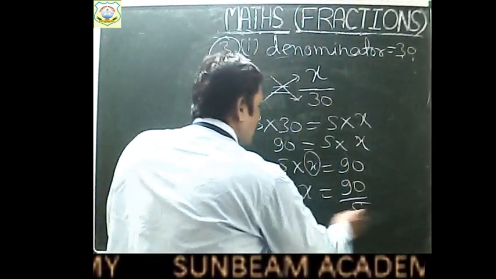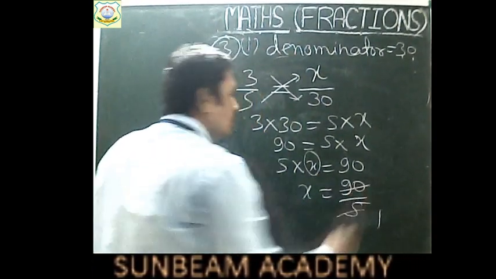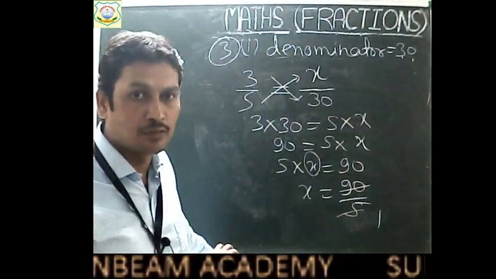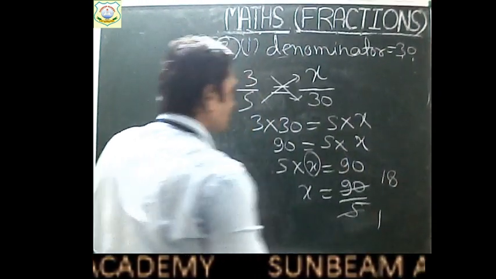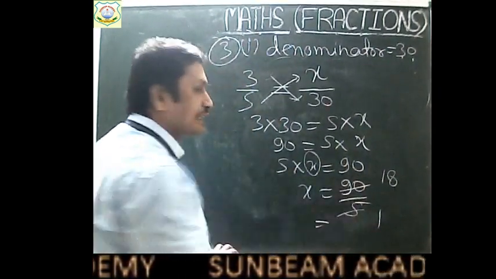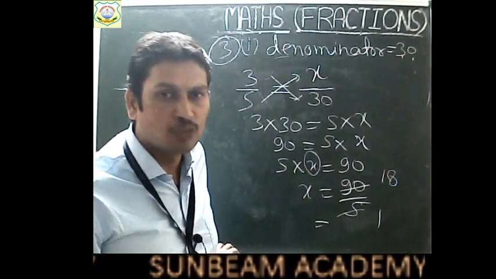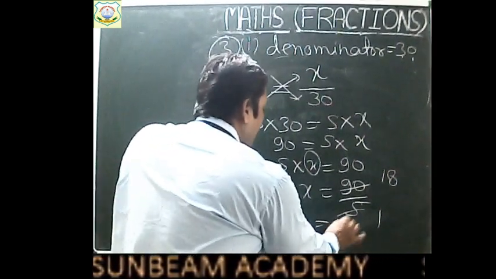Now cut this. 5 ones are 5. Now 5 eighteens are 90. Okay, so how many times will we cut? 18 times. So we will get 18 by 1. By 1 is not written, so we will write 18 only.